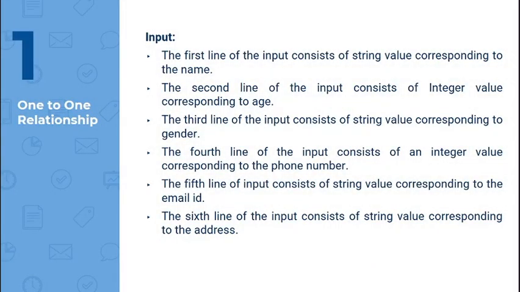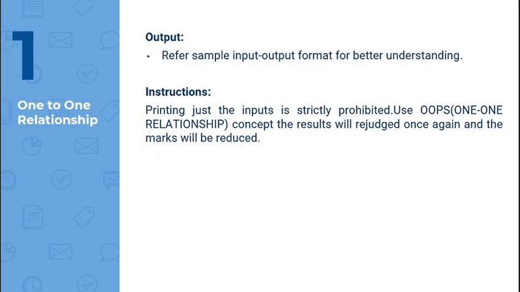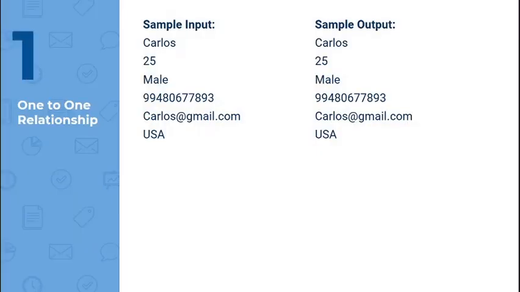Now coming to the input, the first line contains the string name, the second line contains the age, the third line contains gender, which are basically the user details. The fourth line contains the phone number, the fifth line email ID, and the last line the address, which are the contact details of the user. And finally the output, we have to refer to the input output format for better understanding, and we strictly have to use a one-to-one relationship. Look at the input and output, both are the same, but the way the implementation is different. So let us see how to implement this. We'll dive into the solution now.